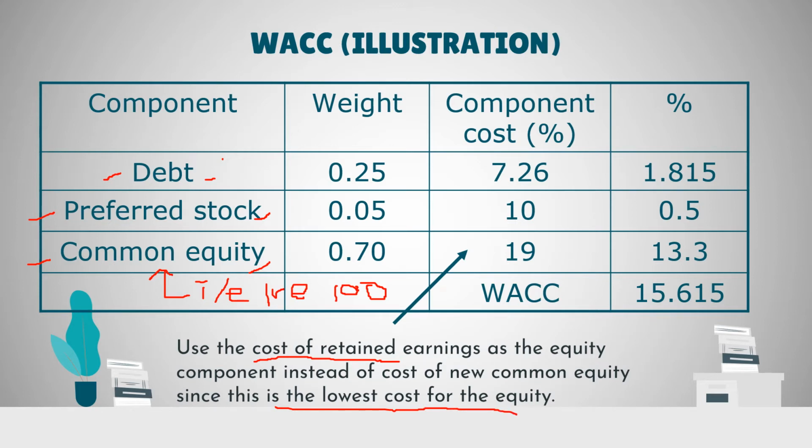So after kita dah kira pakai formula in this one, we will times, you akan dapat this one. So after you times weightage and component cost, you will get the WACC sebanyak 15.615.